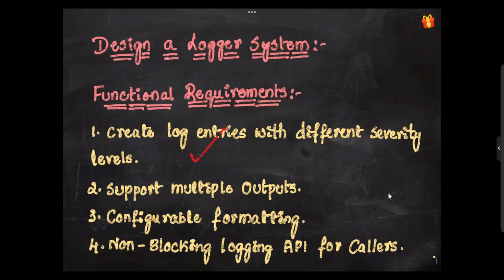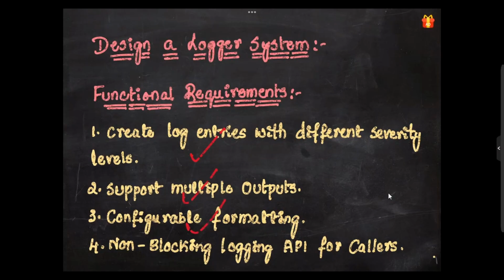It has to support multiple outputs. They have strictly mentioned handlers or the sinks, right? So we have to take care of the console, file, rotating file, and a placeholder for remote sink. So these three things: console, file, as well as the rotating file. Next, let's move on with a configurable formatting here.